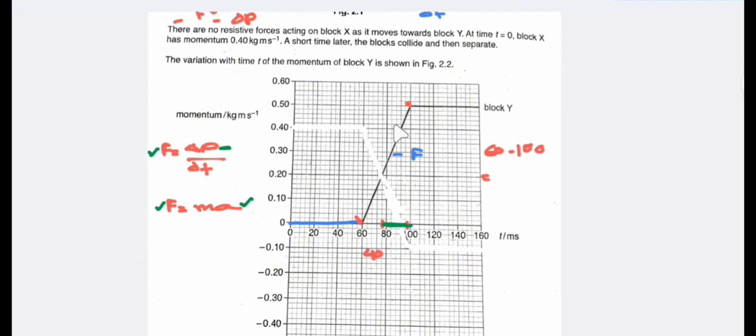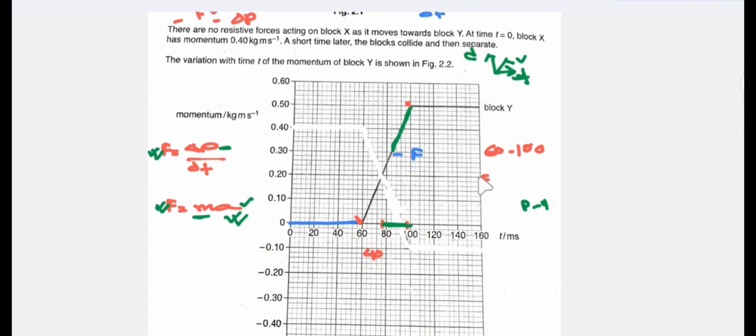Here we can see that the gradient of the momentum-time graph is the resultant force. For example, the gradient of a displacement-time graph is velocity. Similar to that, the gradient of a momentum-time graph is the resultant force. Here the gradient is constant. Since the gradient is constant, the resultant force is constant, and since the mass is the same, the acceleration is also constant.